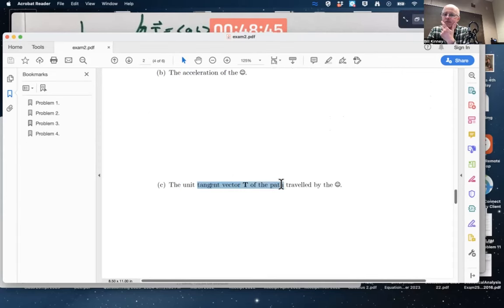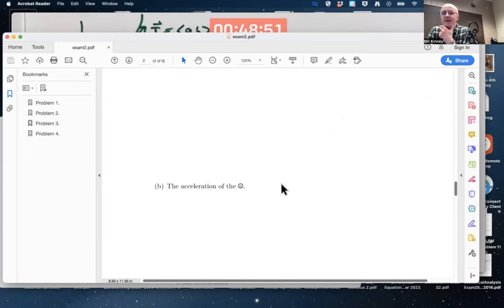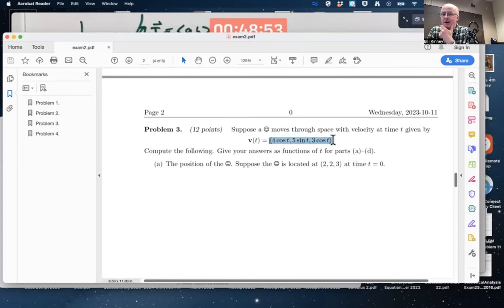Unit tangent vector. Velocity vector divided by the speed. You got to find the speed. It'd be the magnitude of this. It'd involve a square root of a sum of squares, probably cos squared t plus sine squared t equaling 1, makes it something you could simplify a bit more. Would it really simplify? It's not so clear, actually.